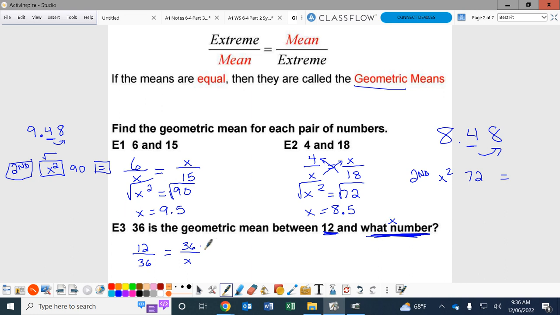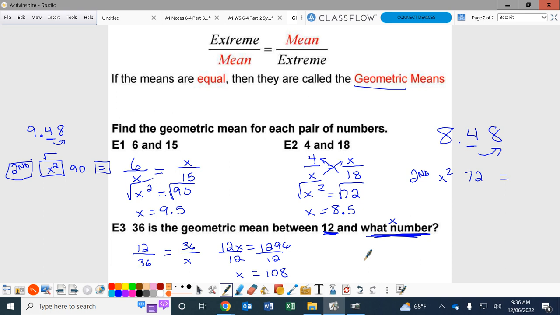Absolutely. We cross multiply that. Guys, 12 times X is literally just 12X. But what is 36 times 36? 1296. Okay. Divide both sides by 12. Maybe it divides evenly. What is it? 108. There you go. So it is the geometric mean between 12 and 108.